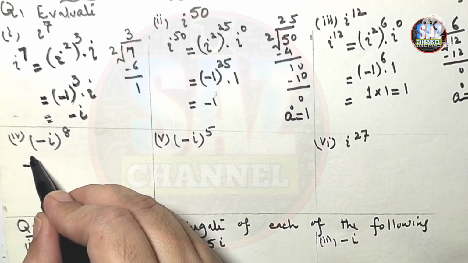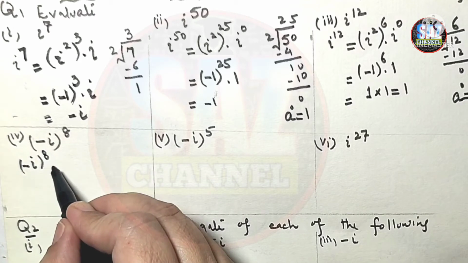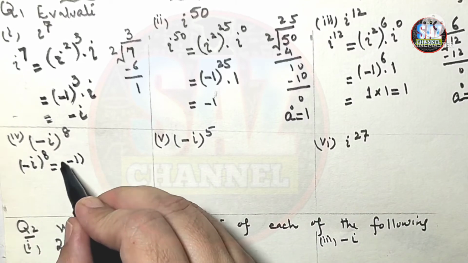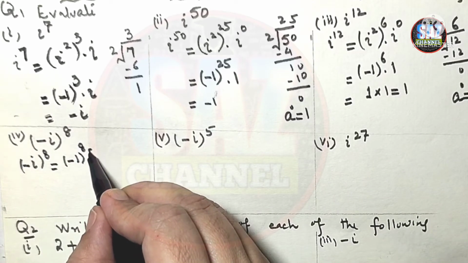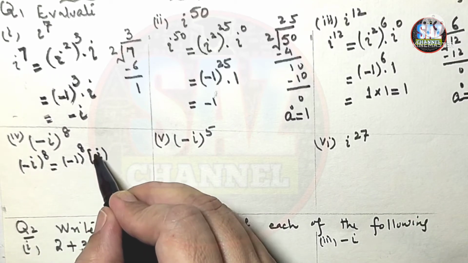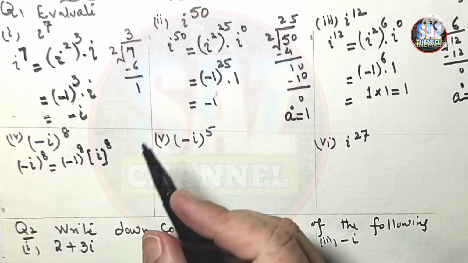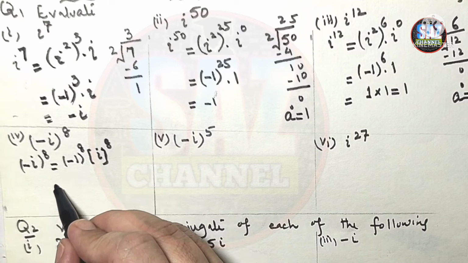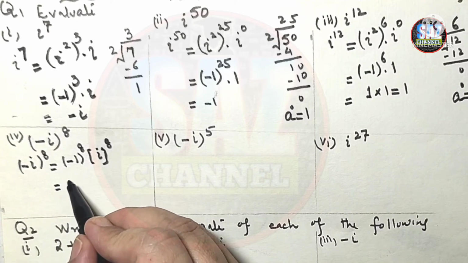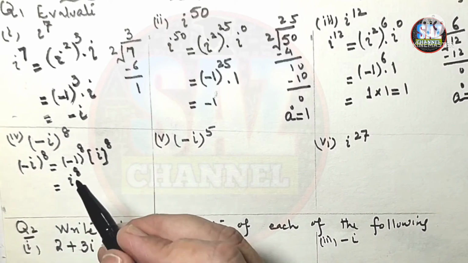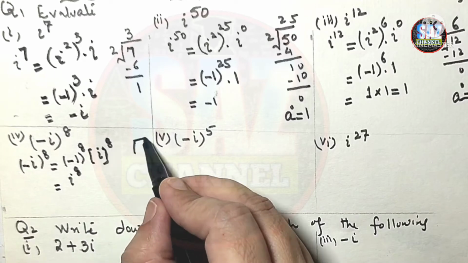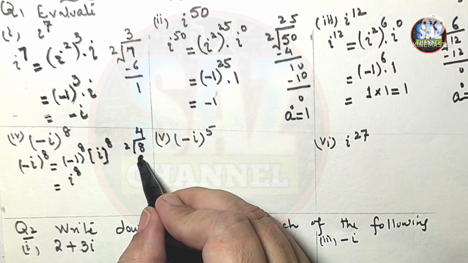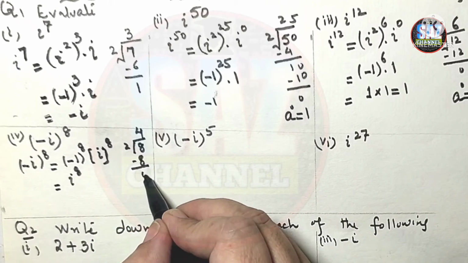So, very easy questions. Iota raised to power of 8. For understanding purpose, what we can do is write minus 1 raised to power of 8 and iota raised to power of 8. Again, even power of minus 1 will be giving me positive, and I will be left with iota raised to power of 8. Now, simple rule, divide this power by 2. 2 4s are 8 and the remainder again is 0.